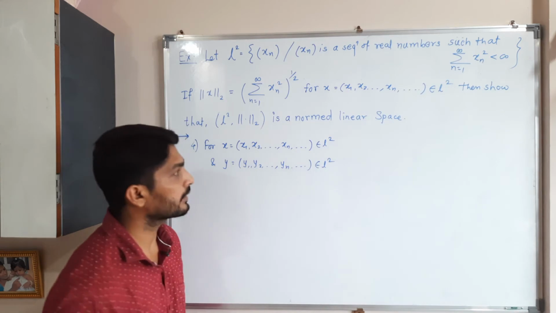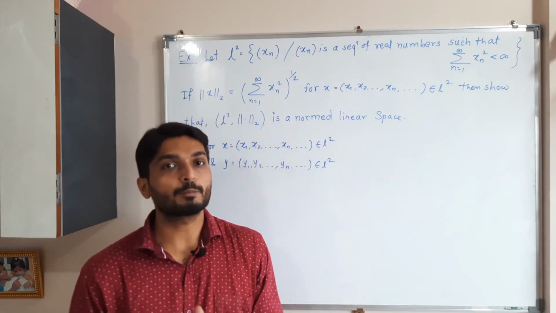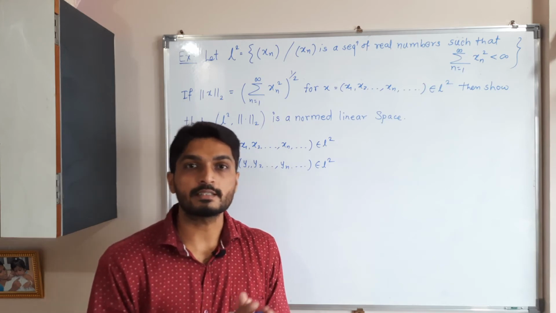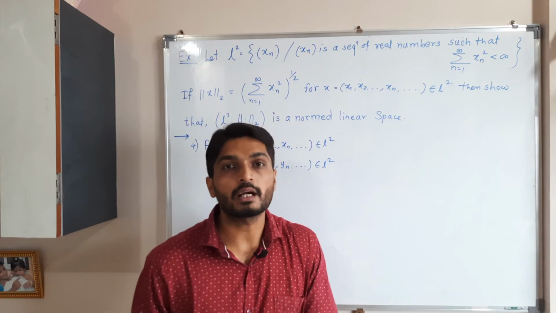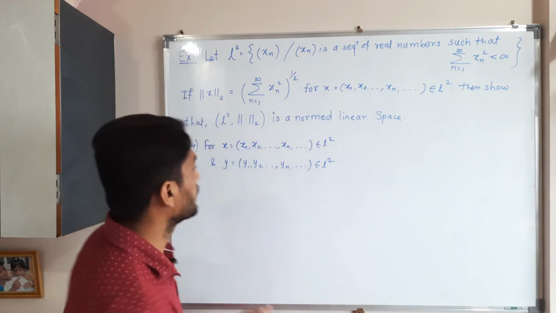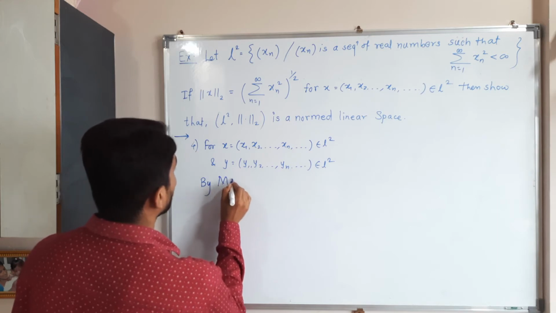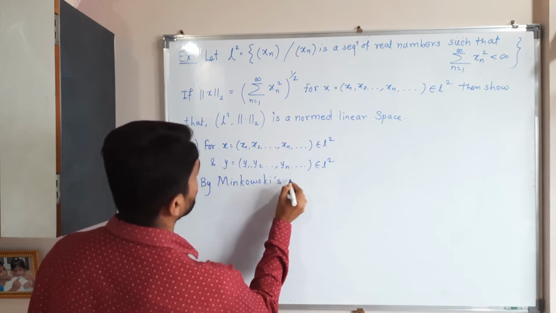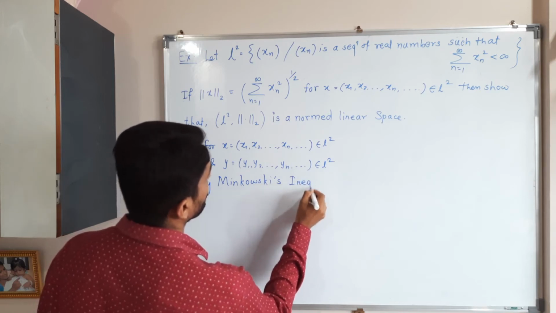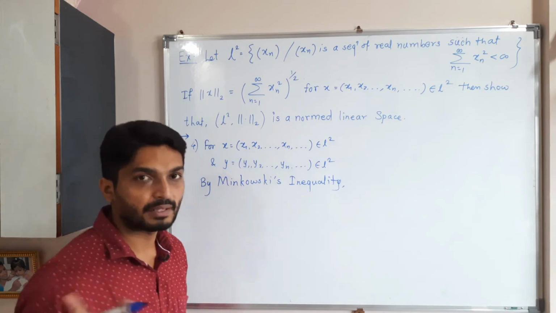Okay, but it is not as simple as we are thinking. So see, what will I do? First of all, I am going to use Minkowski's inequality. When you have a norm 2, most of the time we take the help of Minkowski's inequality. So see, by Minkowski's inequality, we have already used this inequality, I think, in a previous example.